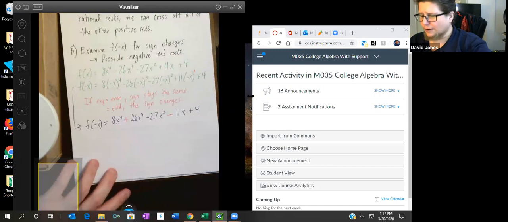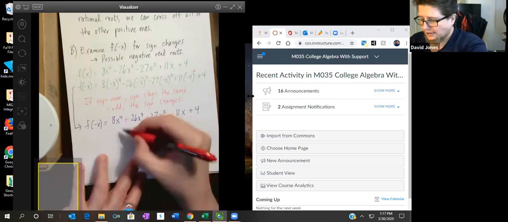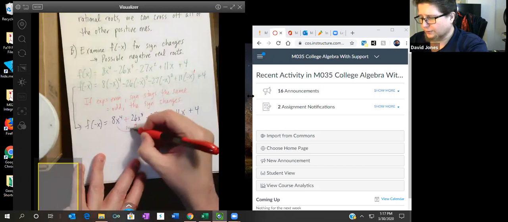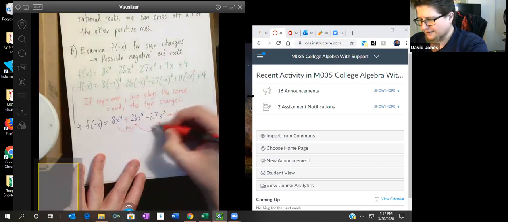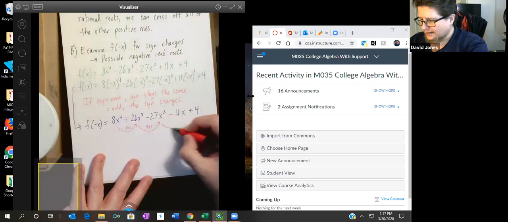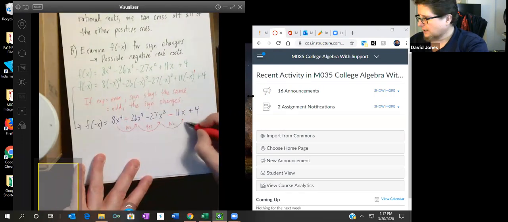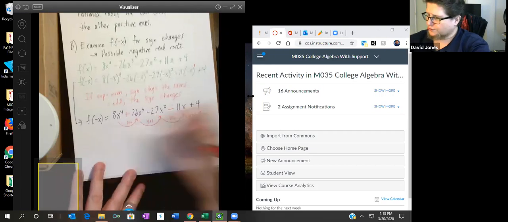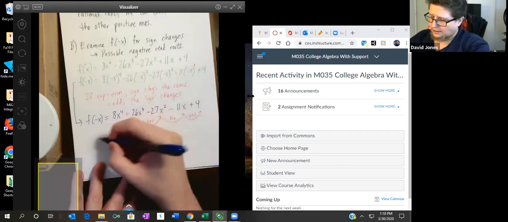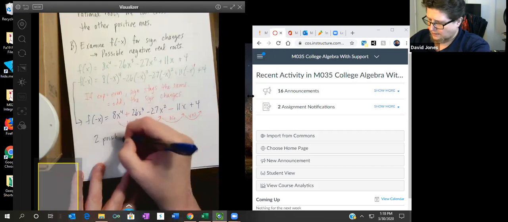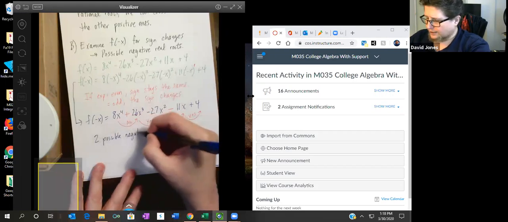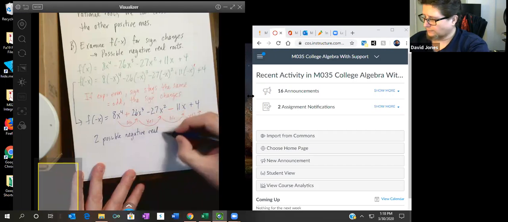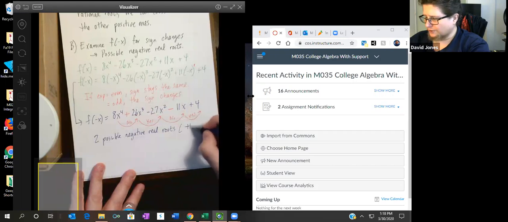Okay, now I go through and look for sign changes. Positive to positive, no. Positive to negative, yes. Negative to negative, no. Negative to positive, yes. So there's two possible negative real roots. Again, they don't have to be rational.